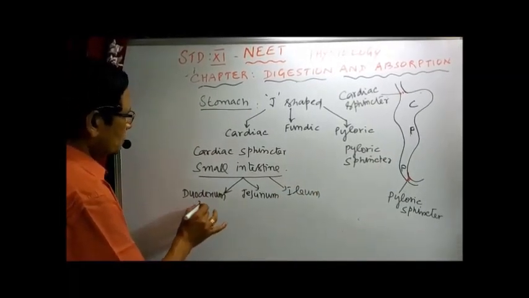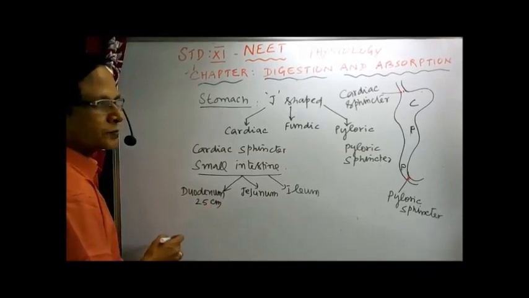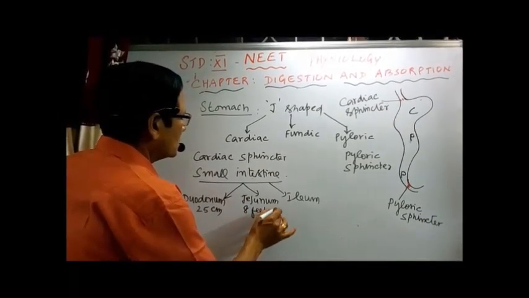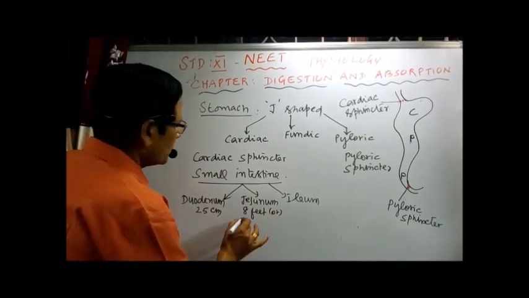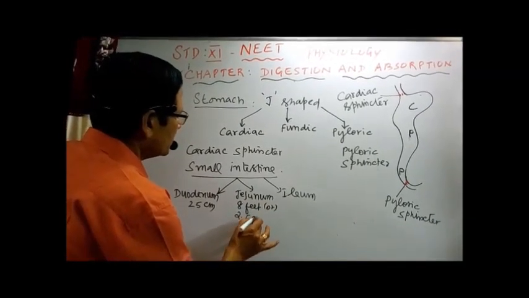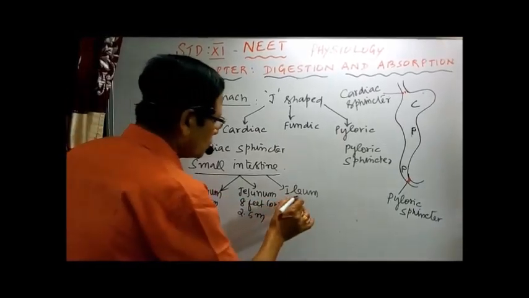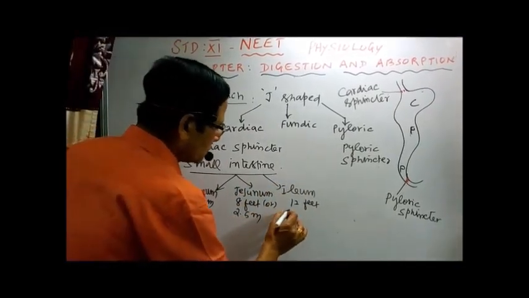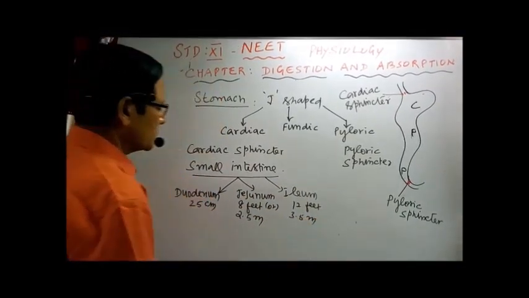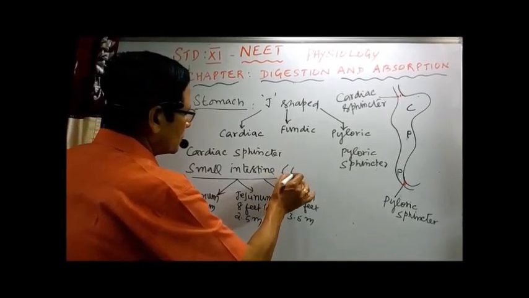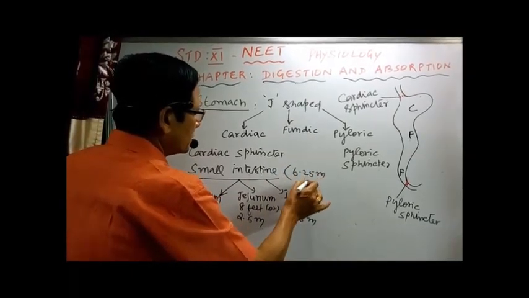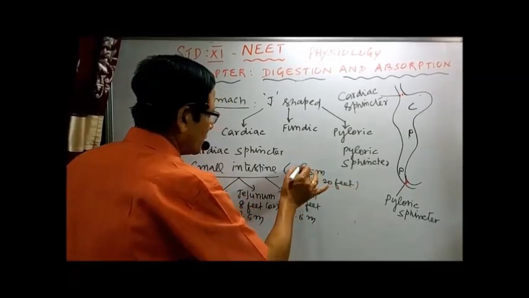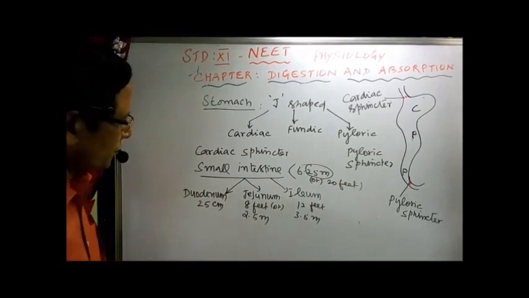Now the duodenum is about 25 centimeters long. The jejunum is about 8 feet long, or about 2.5 meters. The ileum is about 12 feet long, or 3.5 meters. So the small intestine is roughly 6.25 meters, or about 20 feet. Roughly we can say 6 meters or 20 feet.